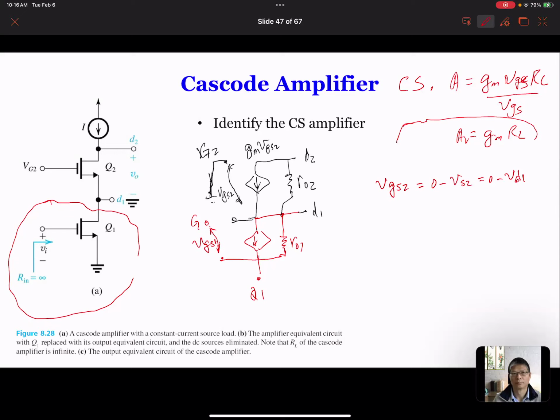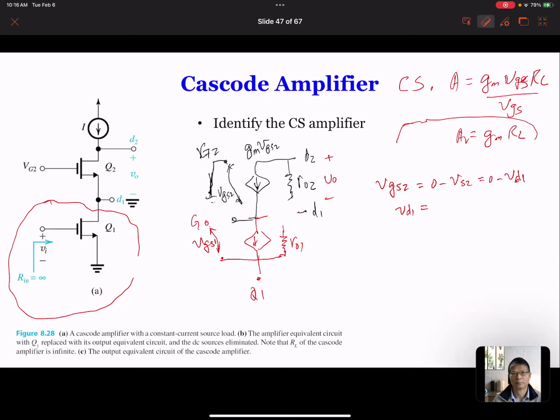And VD1 is what we look for. In this particular example, we are looking at the output between D1 and D2. So that's VO. So what is VD1? VD1 relative to ground is, if we look at the current source here, I can redraw the circuit just to make it a little bit better.